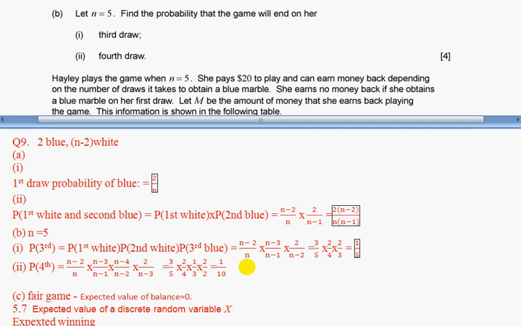So first, the probability of white is (n minus 2) over n. Now next again white, but this time we have only n minus 1 marbles and n minus 3 of them are white, and finally we have n minus 2 marbles, 2 of which are blue. So we put the values and we get 1 over 5. The same we do for fourth: white, white, white, and probability of blue.